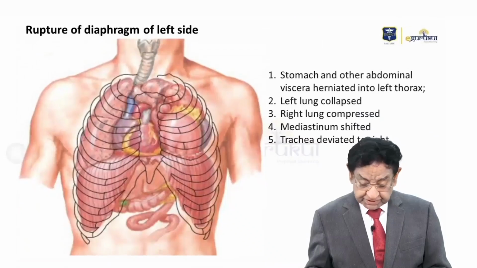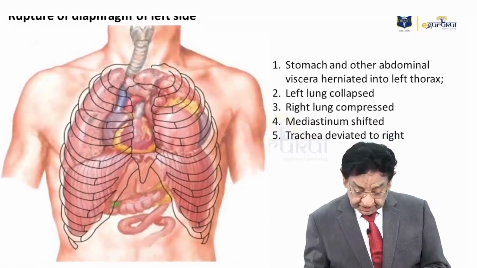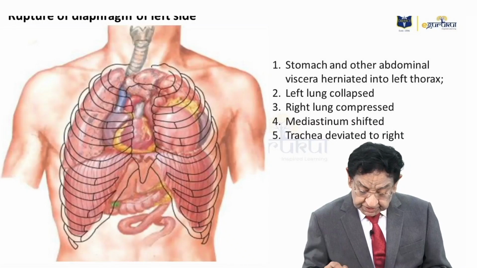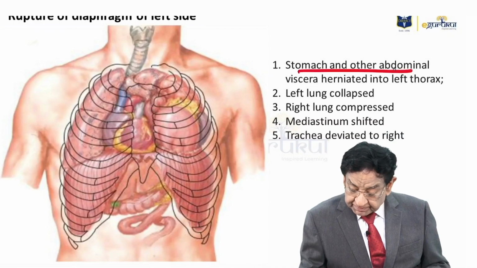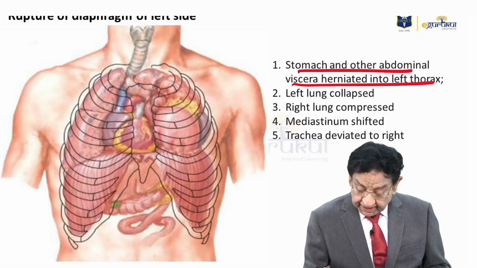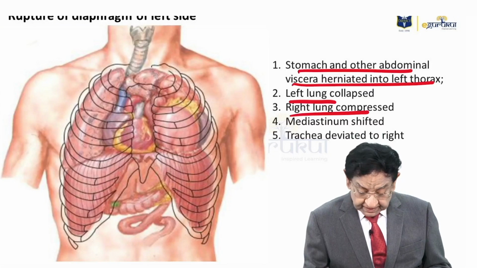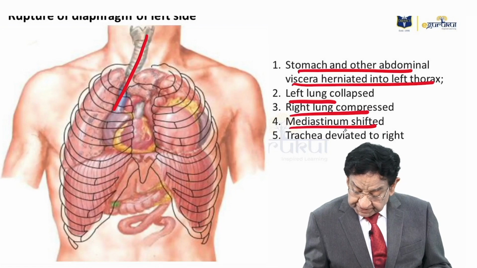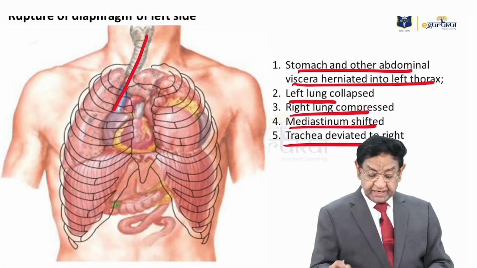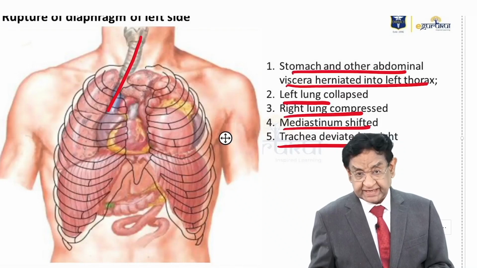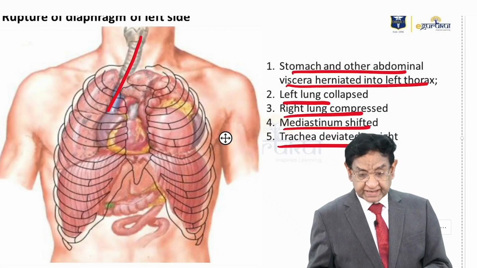Again, one more picture. You can see a lovely picture. This intestine is going into the chest, stomach and other abdominal viscera herniate into the left thorax. Left lung will collapse. Right lung gets compressed. Look at the trachea, it has gone to the other side. Mediastinum shifted. Trachea deviates to the right. A lovely picture to show you all the findings that we can see in any case of diaphragmatic hernia.